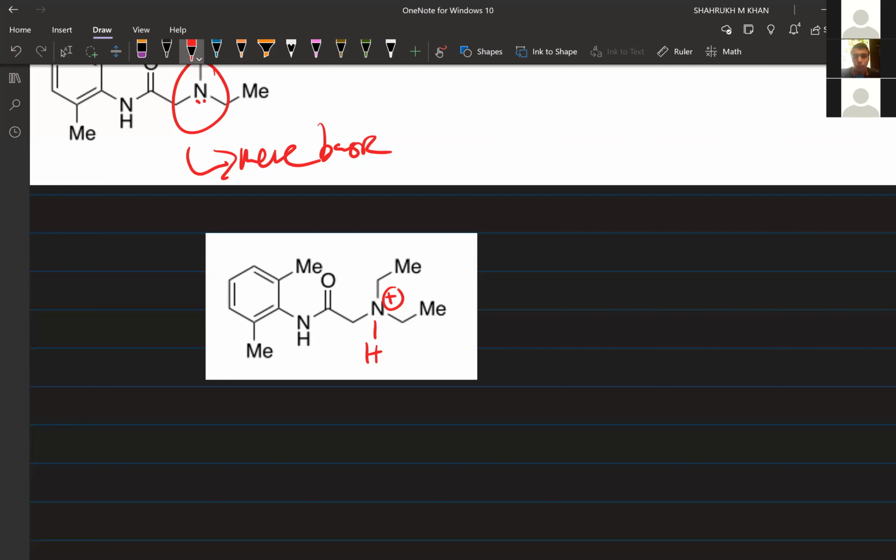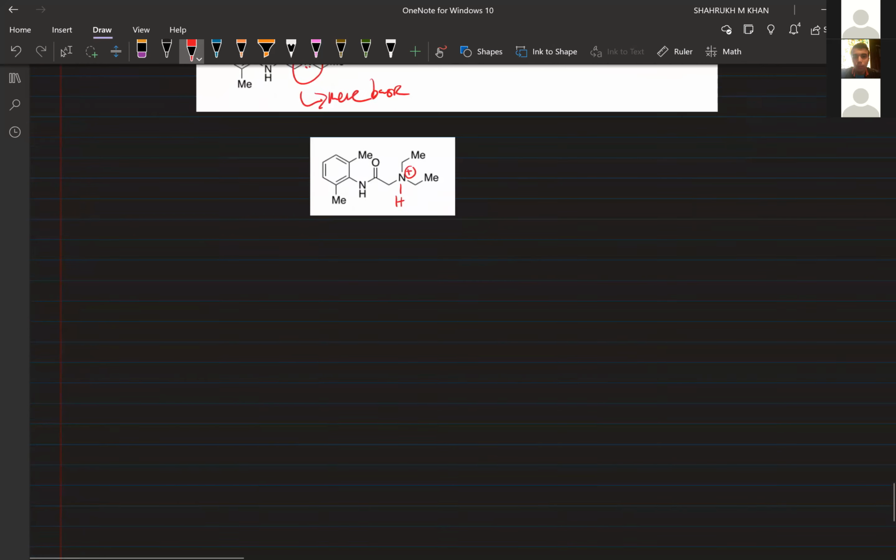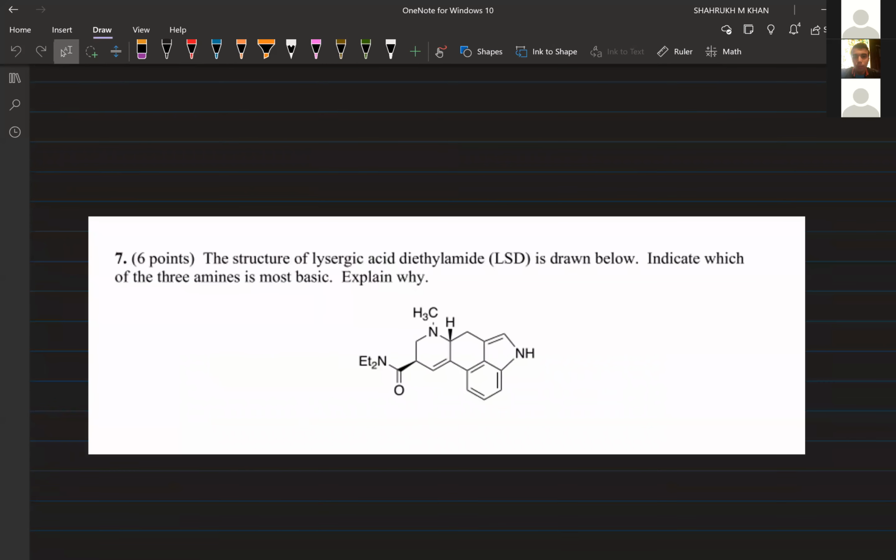Okay, so that was from ST. Let's go on over to PR. LSD, the structure of lysergic acid diethylamide. If this is an OH, that's like lysergic acid. So when you have 2 ethyl groups there, diethylamide, that's LSD. Fun stuff.